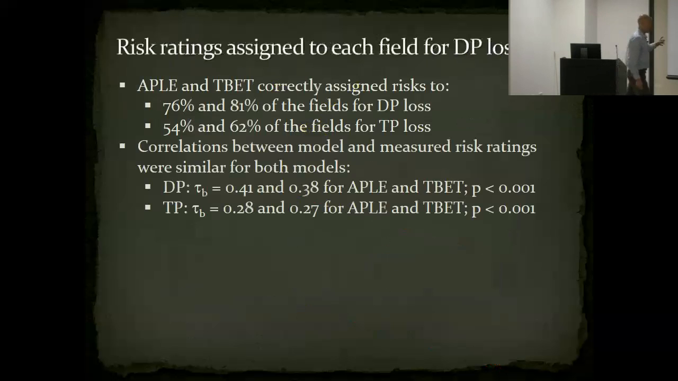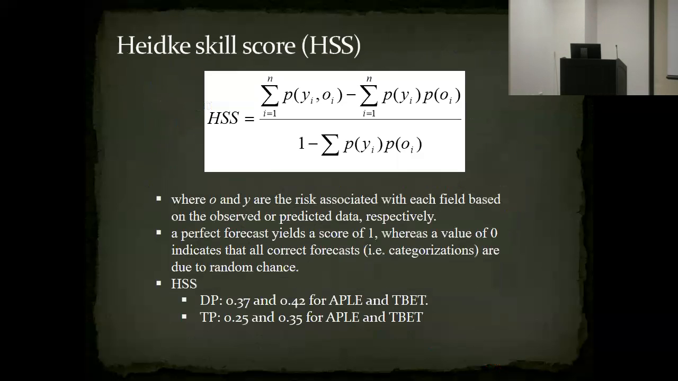If you just do an ordinal correlation for ordinal data, you see that, again, they're very similar between the two. And for any of you who are into weather, I think this is primarily used in weather forecasting, but it's a Heidke skill score. Basically, a perfect forecast yields a score of 1, and it accounts for categorizations, ratings that would come about strictly by chance, and it pulls those out. And again, the closer to 1, the better. But I think the important part is you see that the values for the two models are pretty similar.